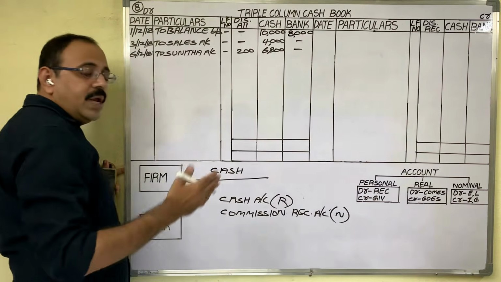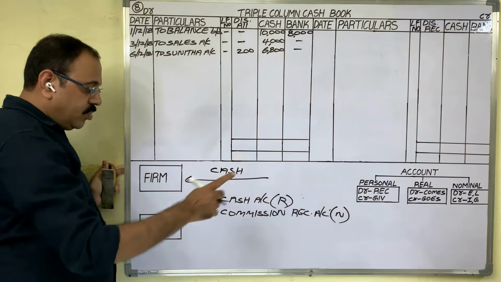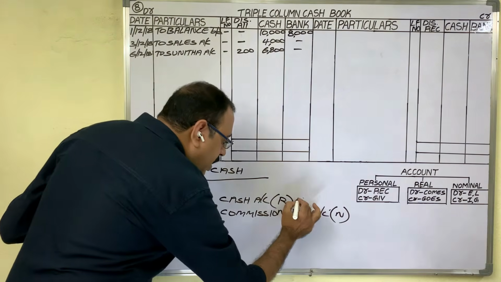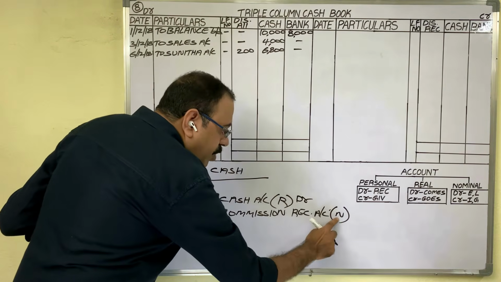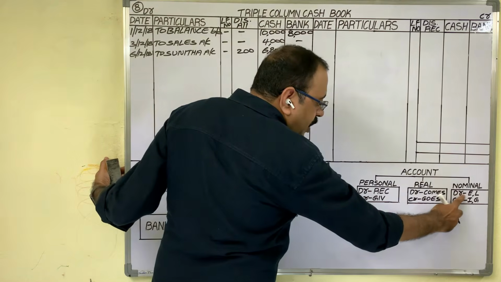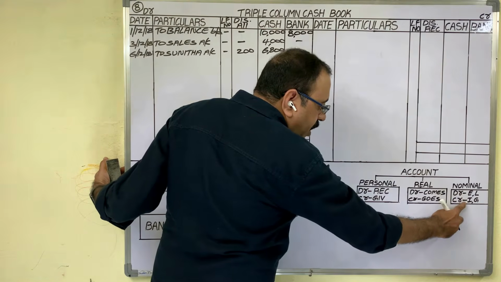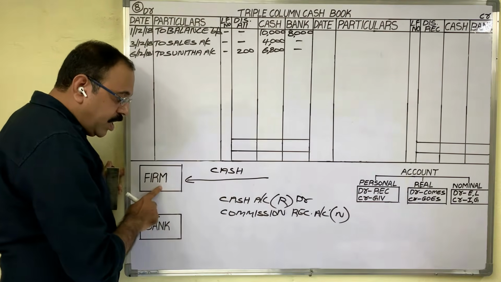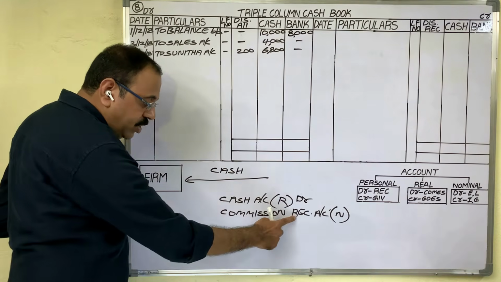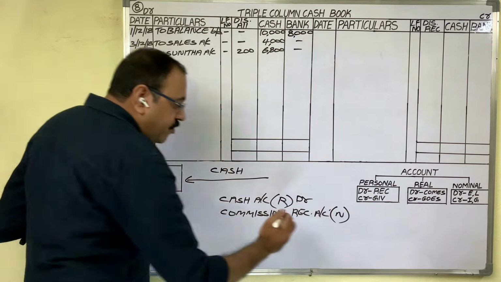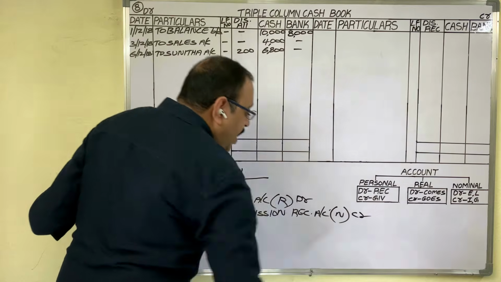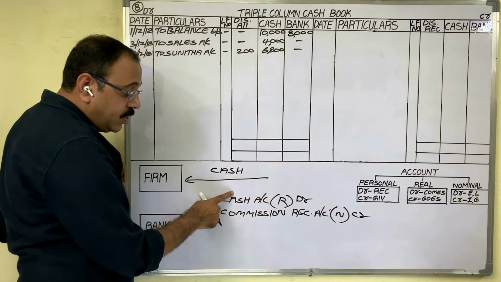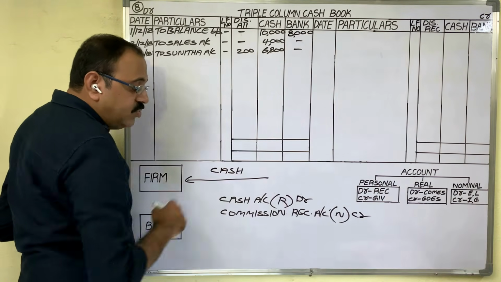Real account rule, debit what comes in, credit what goes out. Cash is coming now, debit. Nominal account rule, debit all expenses and losses, credit all incomes and gains. Think from the firm's point of view, commission received is income to the firm. We should credit. Final entry is cash account debtor to commission received account.